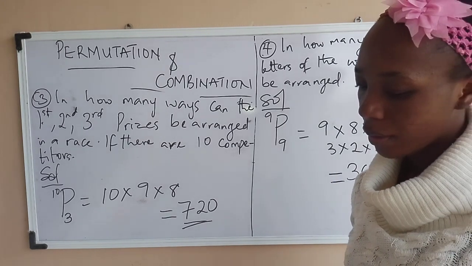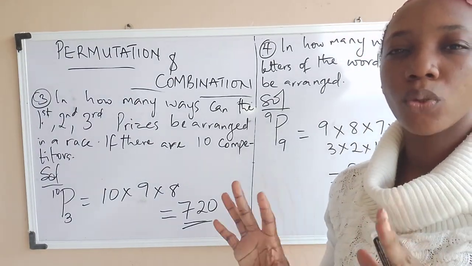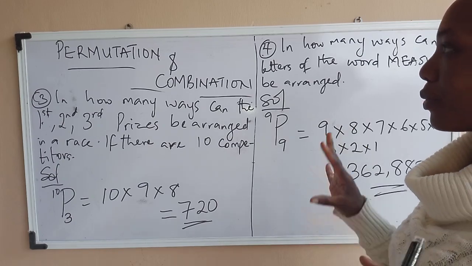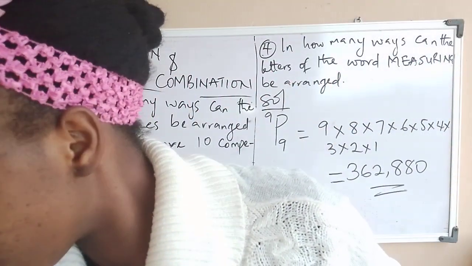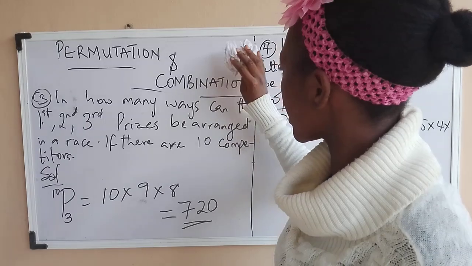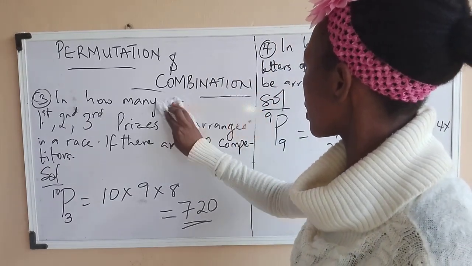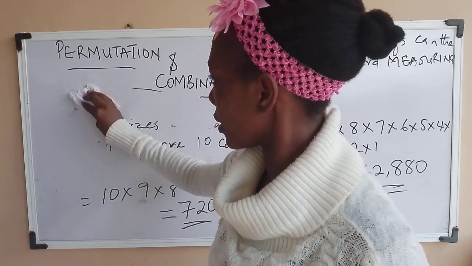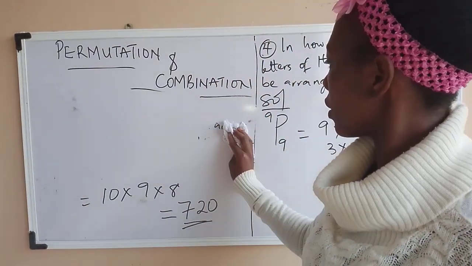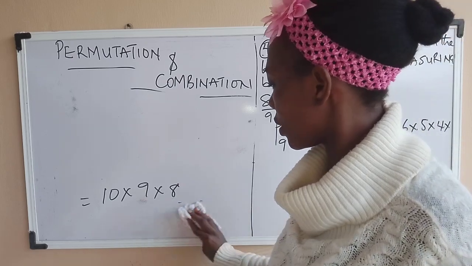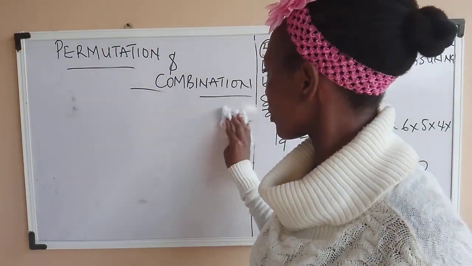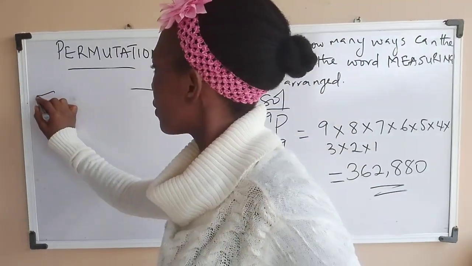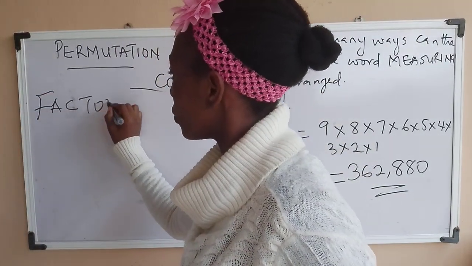So right about now, we're going to look at what we call factorials. Very easy. I love this one very well. This is what we call factorials. So let's quickly look at it. Factorials under permutation and combination, before I give you the exercise for this one. So, factorials.